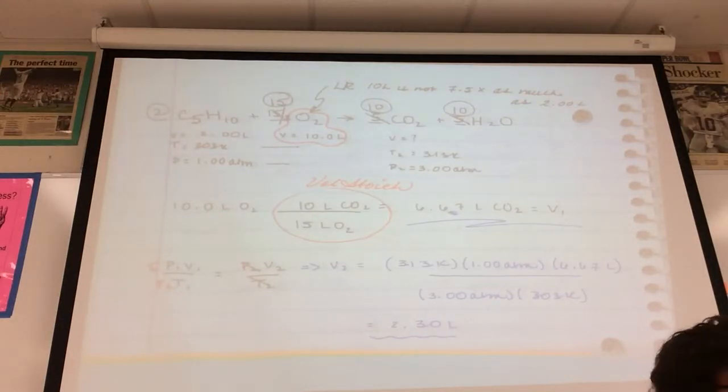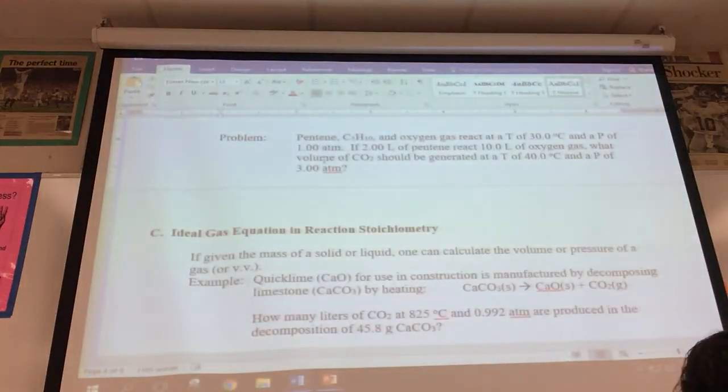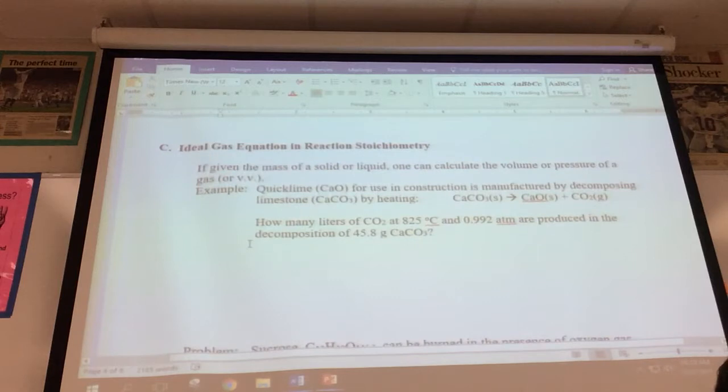All right, so we can link volume stoichiometry to the combined gas law. That one sometimes is a little bit tricky to recognize, but usually what is very easy to recognize is the link between the ideal gas law and stoichiometry. And again, if you're given the mass of a solid or a liquid, you can calculate a variable about gases, but first you have to do stoichiometry in order to get moles of gas.